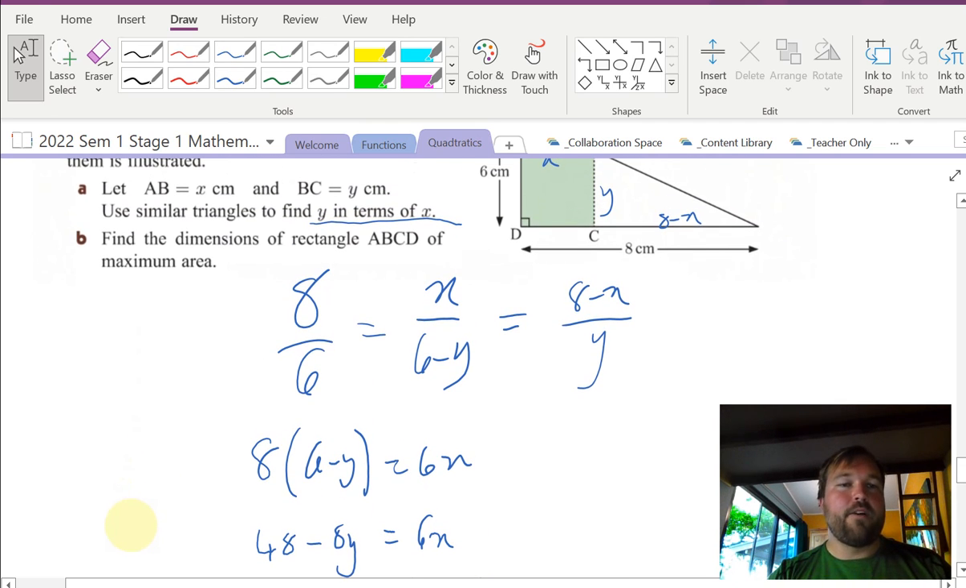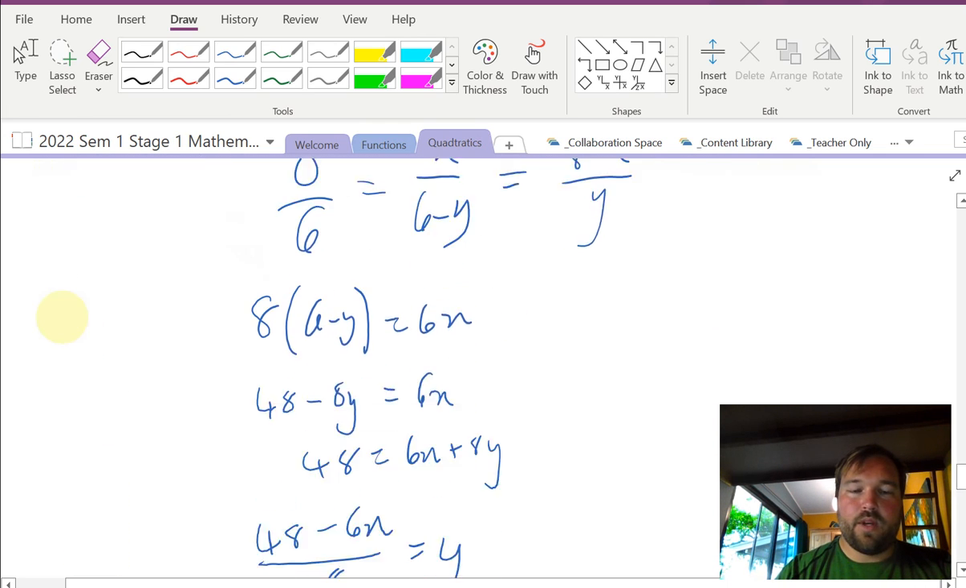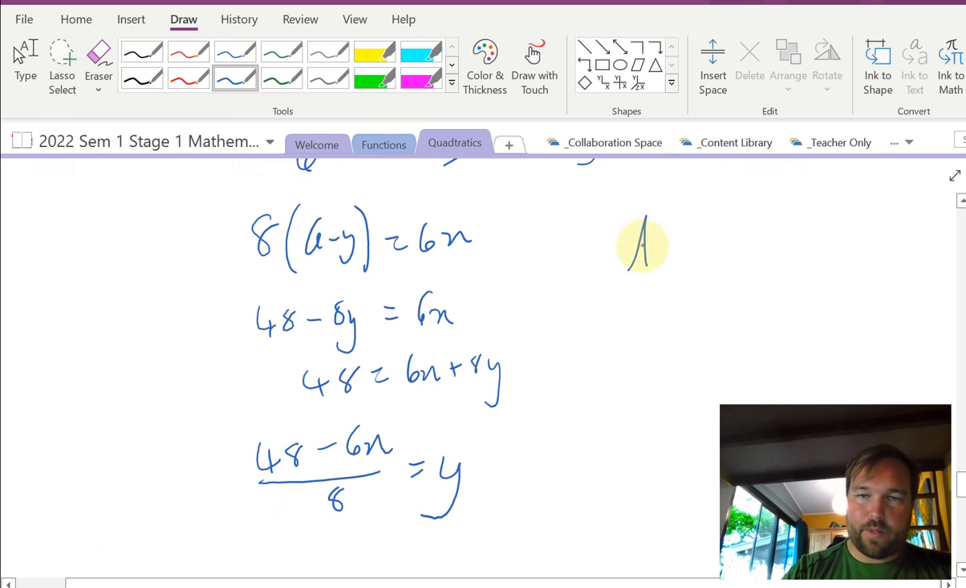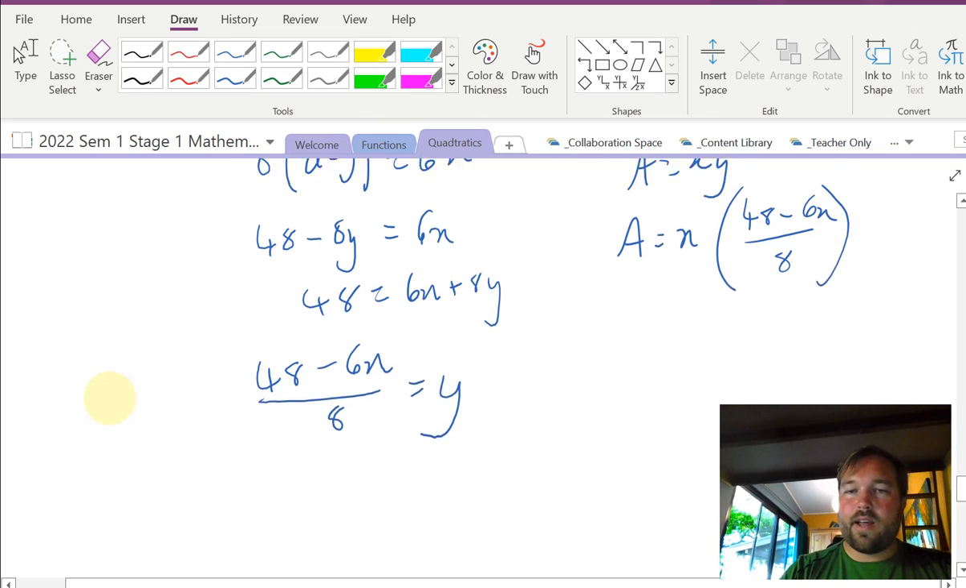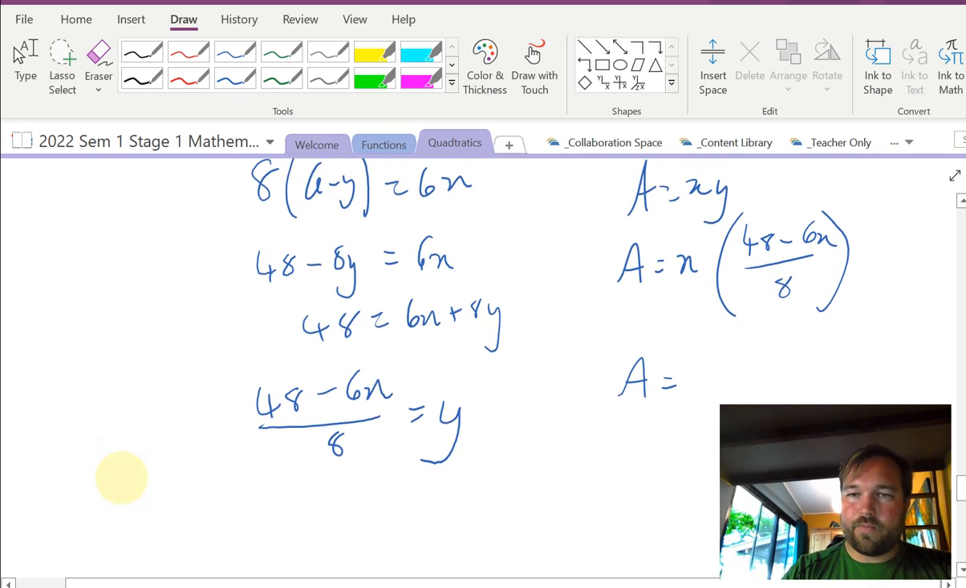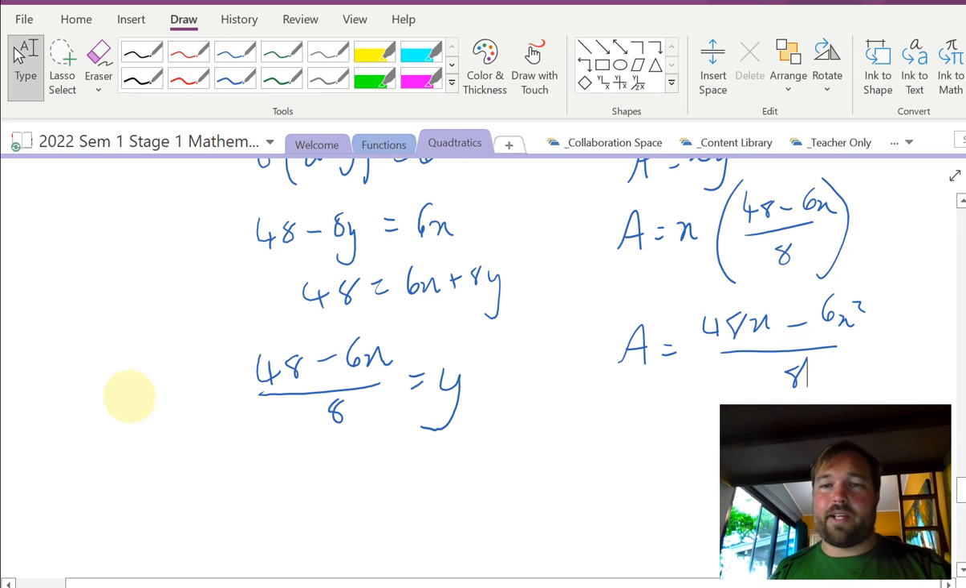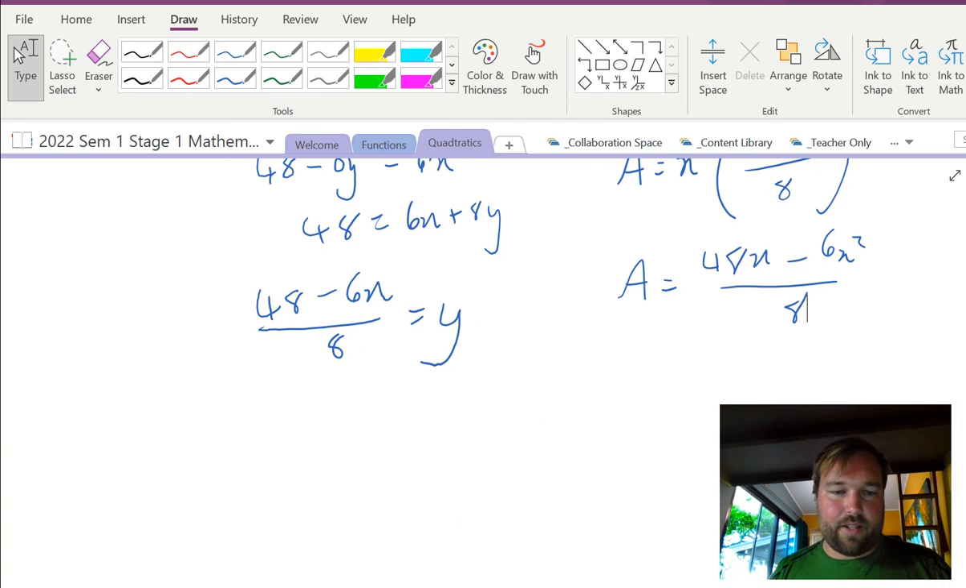Cool. Find the dimensions of the rectangle ABCD of a maximum area. Alright, we've already done the first step. We found y in terms of x. So instead of the area being xy, the area is now x bracket 48 take 6x on 8. Area equals, well, you can expand that out, 48x minus 6x squared on 8. And then we can maximize that either algebraically or using our calculator.